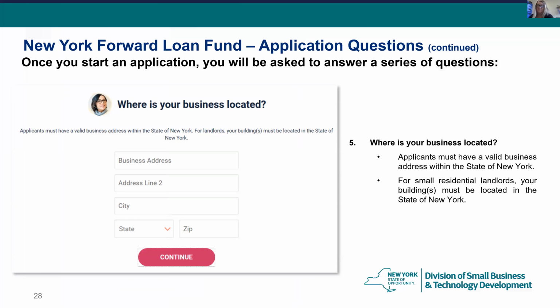Now, the next question, this obviously is important. Where is your business located? You're going to want to put in your legal address for your business. I would not use a P.O. box. Street address is definitely preferred. And one of the things that the website does to make things easier for the lender and for the borrowers is that it uses your business address and it parses out where you're located, your county, your economic region, your census tract. It parses all that information out automatically, so you don't need to figure it out for yourself.